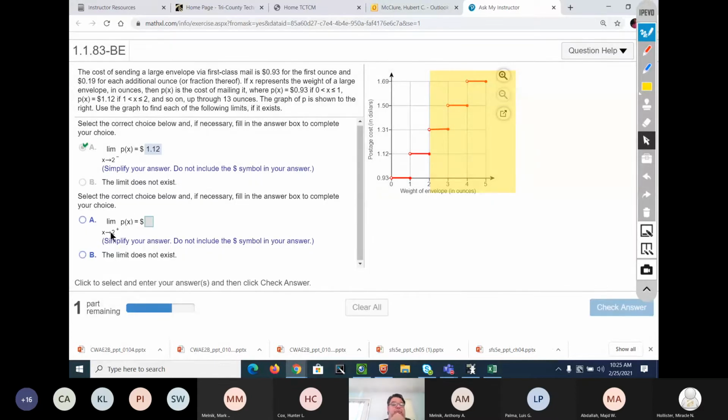All right, now I'm going to approach 2 from the right. So I can't move this, so I'm going to have to delete it and draw another one on the left side of 2.